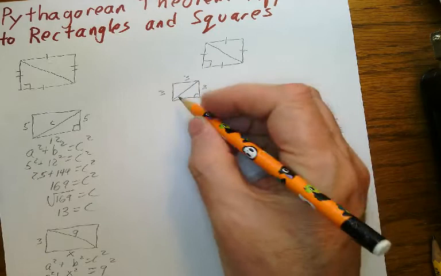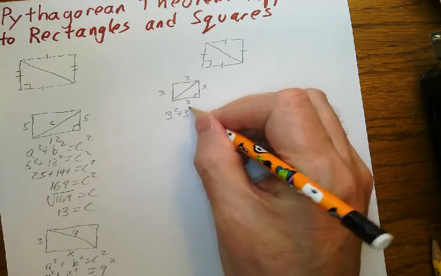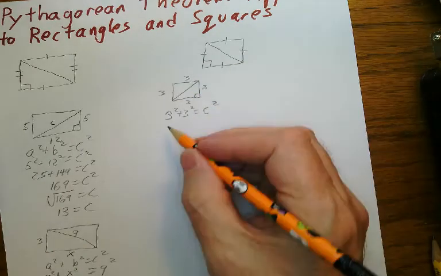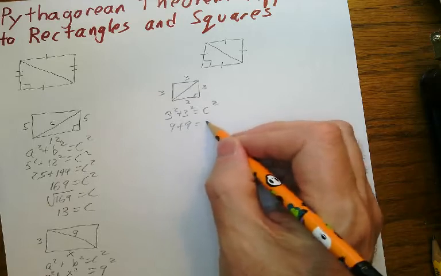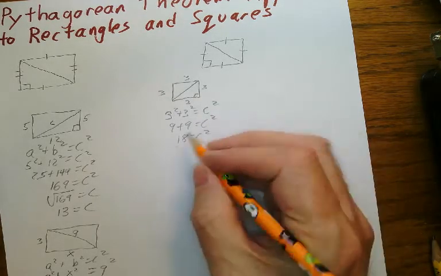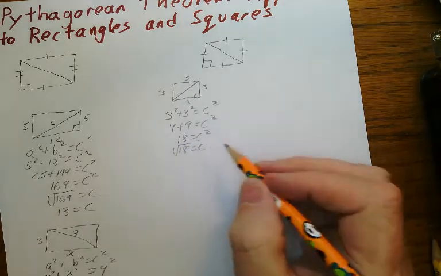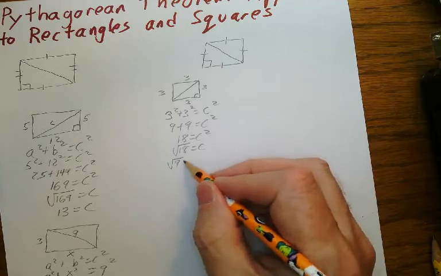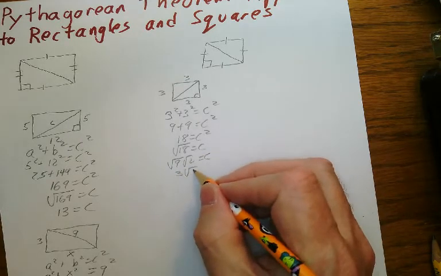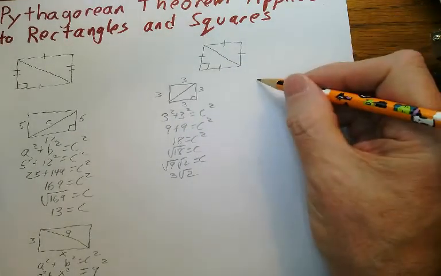So to find the diagonal, it's going to be 3 squared plus 3 squared is equal to c squared, because the diagonal is the hypotenuse. 9 plus 9 is c squared. 18 is c squared. Square root of 18 is c. Let's simplify the square root of 18. Well, 9 goes into it twice, and we get 3 square root of 2. I'm going to do 2 more and see if you can tell a pattern.